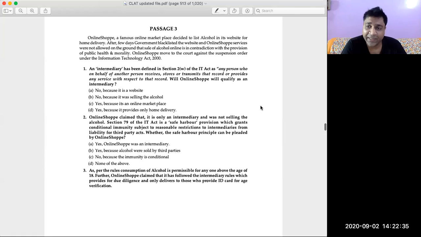Yeah. So again, this kind of question, since the passage is so short, we don't know what those conditions are. And like you said correctly, since we don't know, we don't have to apply our own brain. So the safest answer over here is C. No, because the immunity is conditional. Whether the safe harbor principle can be pleaded by online shop, honestly speaking, no one can say for sure, because it has not been mentioned. If you want to know under law, yes, there are certain conditions of public morality and decency, and you need to conduct more background checks rather than simply deciding that alcohol is good or bad. Now, because the information is not clearly available, we have to choose the safest option. Safest option is no, because the immunity is conditional. What are those conditions? We don't know, and we don't have to know. Okay. Can you please explain a bit, sir?